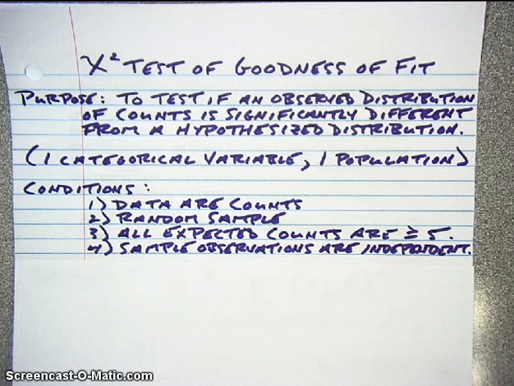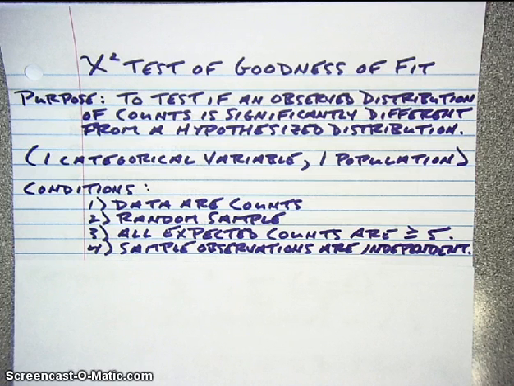Thirdly, all the expected counts have to be greater than or equal to 5. And fourthly, the sample observations have to be independent. Now, the typical way to check that is to see if the sample is less than 10% of the population size, and if that's the case, then we can usually go ahead. You might also look at the particular situation and determine if the sample observations are likely to be independent or not.